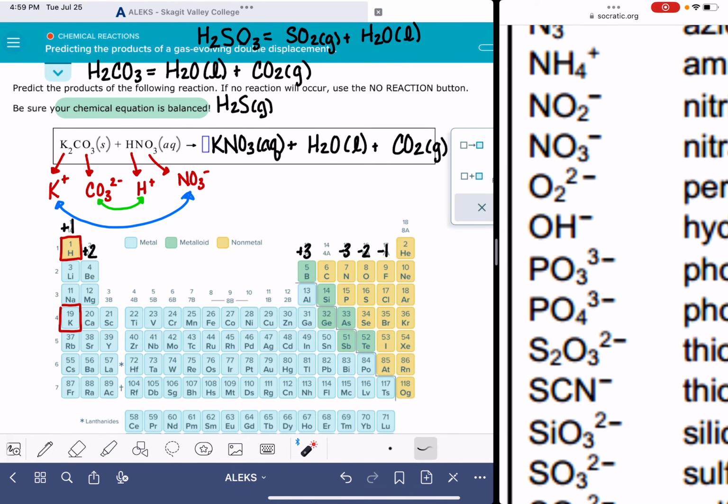It is not balanced because I have 2 potassiums right here, and that means that I need to have a 2 in front of this KNO3. When I put a 2 here, now I'm going to have 2 nitrogens, which means I'm going to need to have a 2 in front of this HNO3 molecule, and that should take care of it. In general, these usually aren't that tricky to balance, even though they look like they could be. 2 potassiums, 1 carbon, 1 carbon, 9 oxygens, 9 oxygens, 2 hydrogens, 1 nitrogen. Looks good.